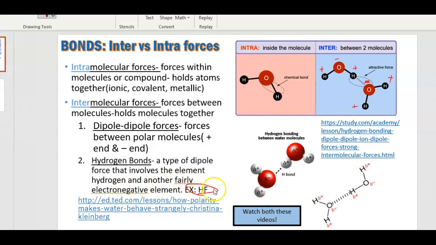Here's an example, hydrogen fluoride. So a dipole-dipole force is a bond that looks just like this. It's a force or attraction between 2 polar molecules. But what we usually do, if hydrogen isn't involved, we would just call it a dipole-dipole force. If hydrogen is involved, we call it a hydrogen bond. Super easy concept. It's just that attraction or that bond that is found between polar molecules.